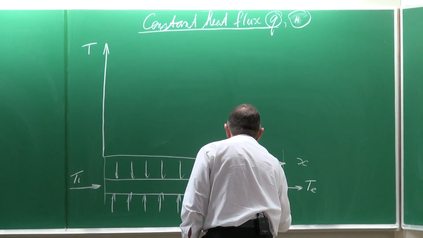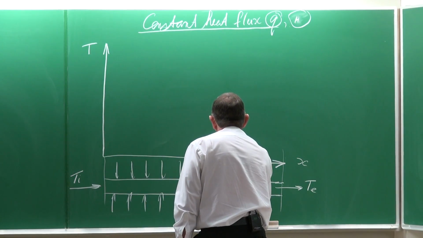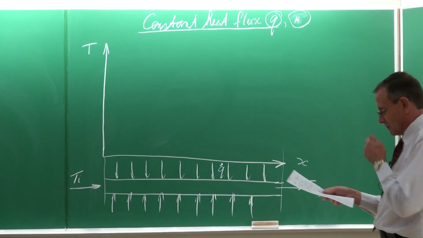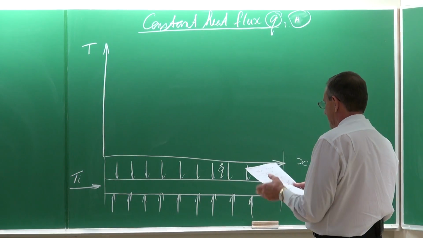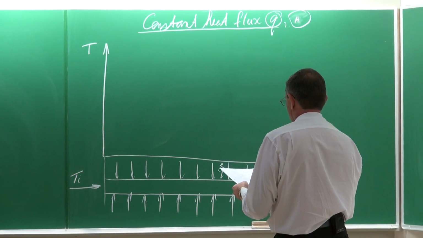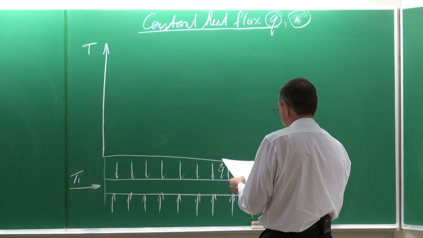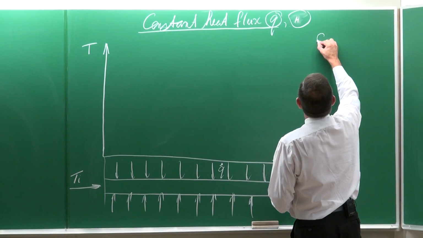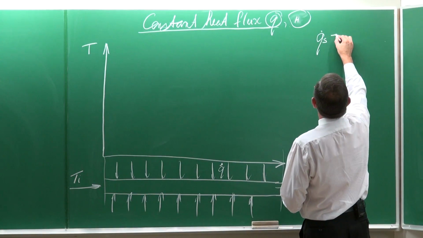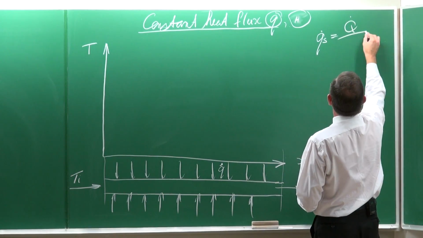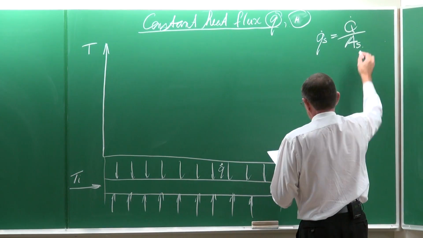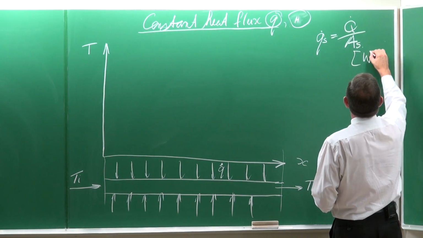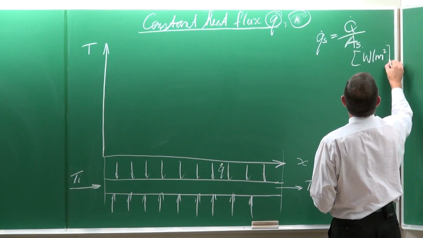So there's our constant heat flux. We show it schematically like that. For these types of problems, the constant heat flux is equal to the heat transfer rate divided by the surface area. And the units will always be in watts per square meter.